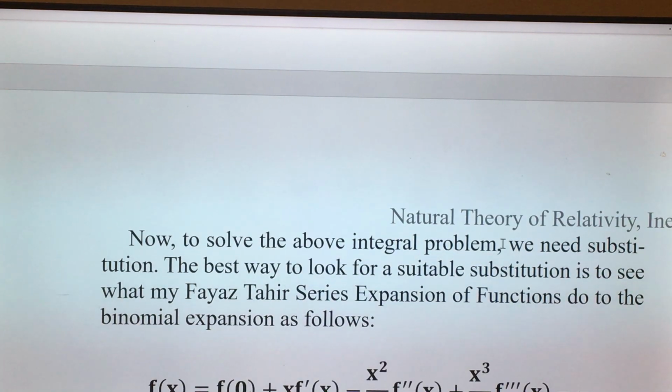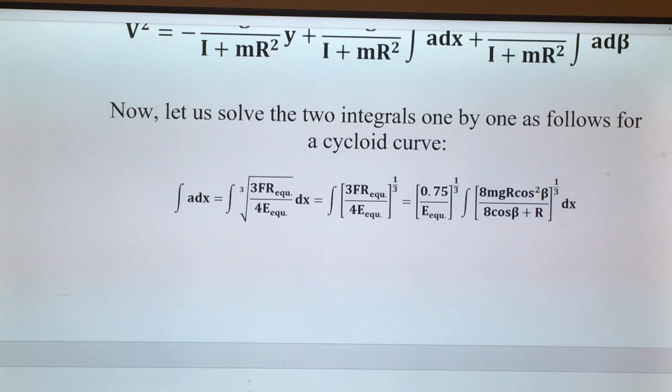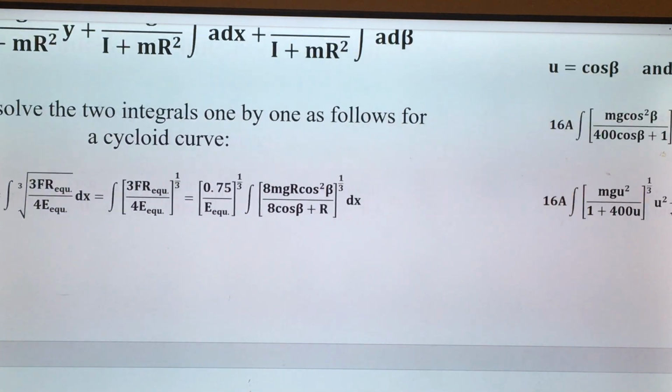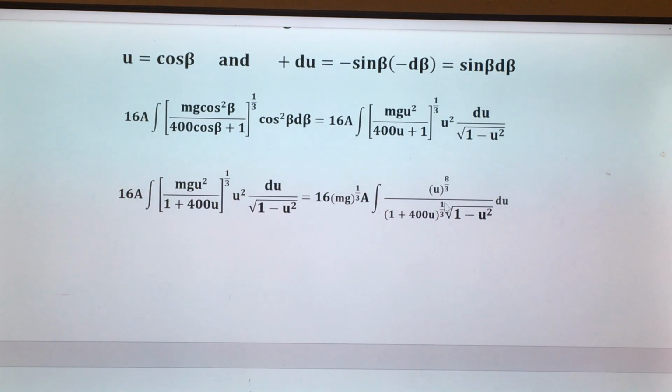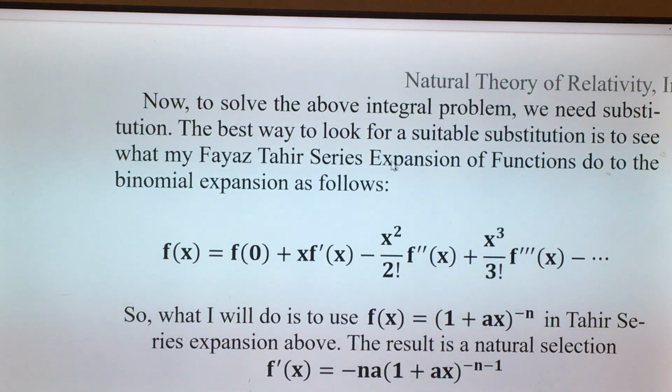Now to solve the above integral problem, we need substitution. Okay guys, in order to solve these integrals here, we need substitution. The best way to look for a suitable substitution is to see what my Fayaz-Tahir series expansion of functions does to the binomial expansion as follows. Okay, so this is my Fayaz-Tahir series expansion function.